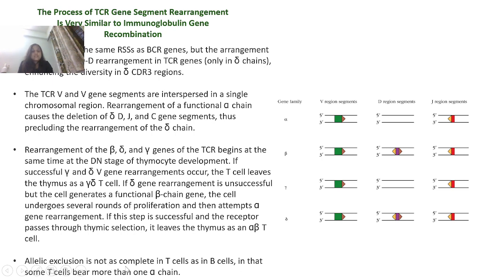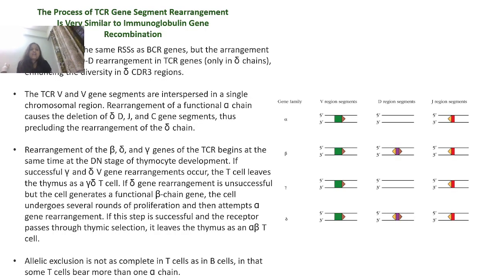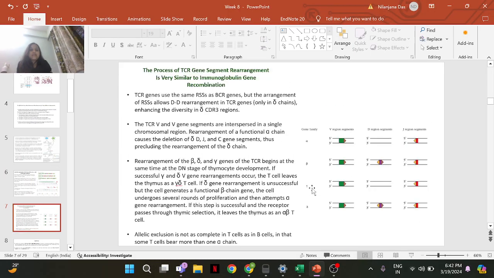In some cells, not all, obviously, some T cells can bear more than one alpha chain. So here, a B cell will express only one heavy chain and one light chain in a particular cell. Here you can have more than one alpha chain in a particular T cell. So allelic exclusion is not that prevalent in T cells. So that's all for this TCR and BCR rearrangement.